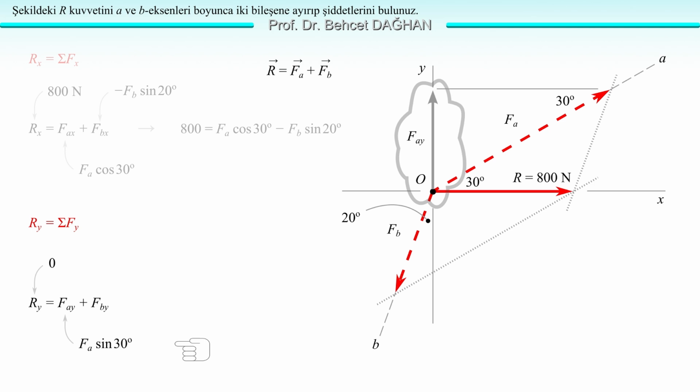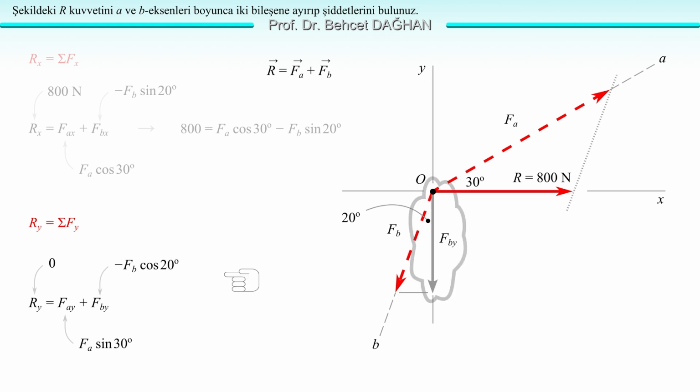Let's move on to Fby, and write the y component of Fb. This, as we see from the figure, is negative. Fby equals minus Fb cosine 20 degrees. Yes, we wrote Fby as well. Now let's write it all together. We have our second equation.